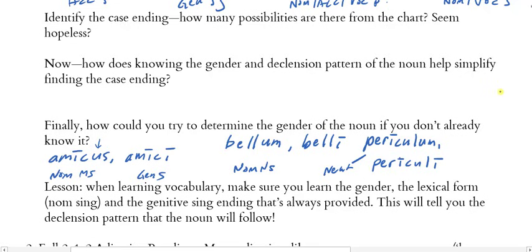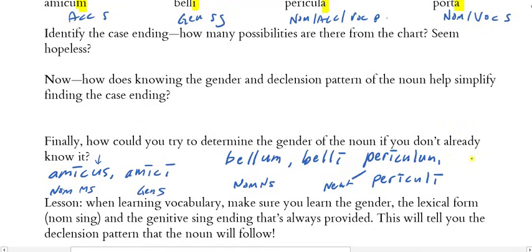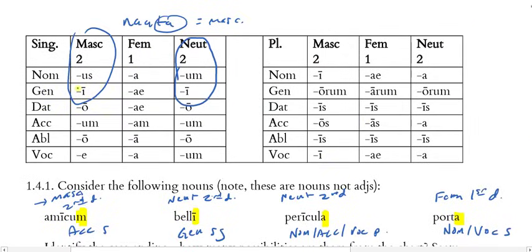All right, and then last we have this word porta. So what's the lexical form of porta? We look up our vocab word porta, we're going to find the lexical form is porta. That's always nominative singular. And the genitive form that's given with it is portae. So where do I see a and I for nominative and genitive singular? Go back to your chart. Nominative and genitive singular, a and I, are found in feminine first declension.